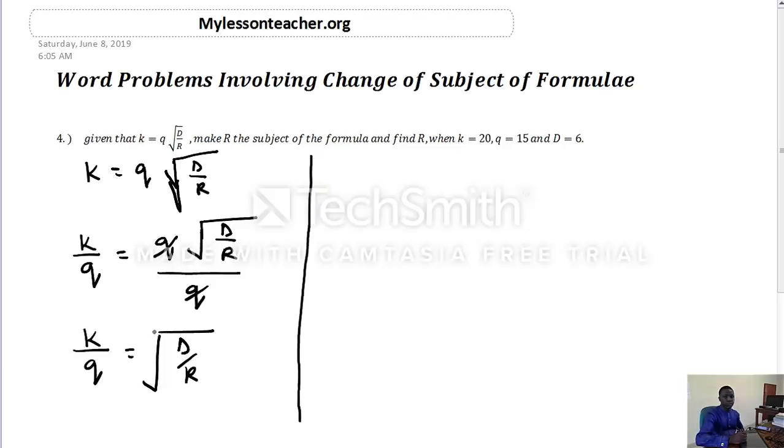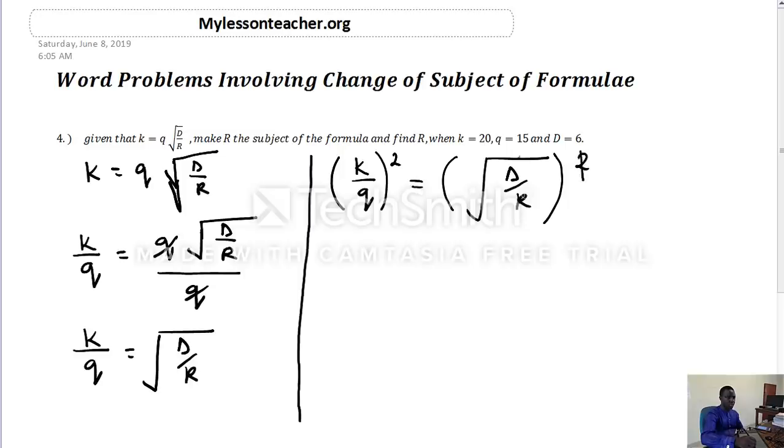What next I will do is to get rid of the square root. And how do I do that? By squaring both sides. So when you square both sides, you are going to have bracket K over Q squared being equal to bracket square root of D divided by R all squared. Square will cancel square root, and when you simplify this, you are going to have K squared divided by Q squared being equal to D over R.